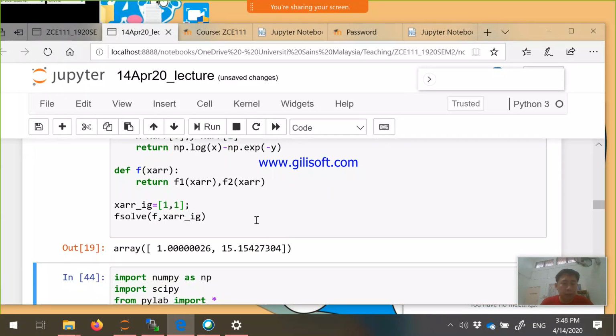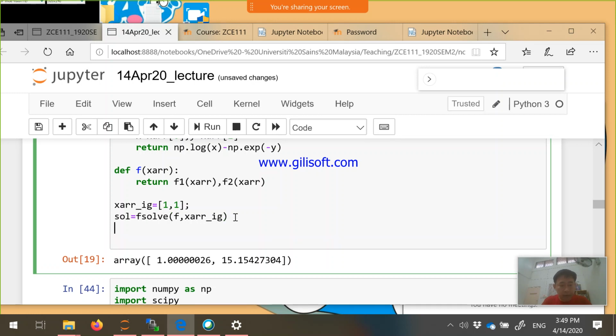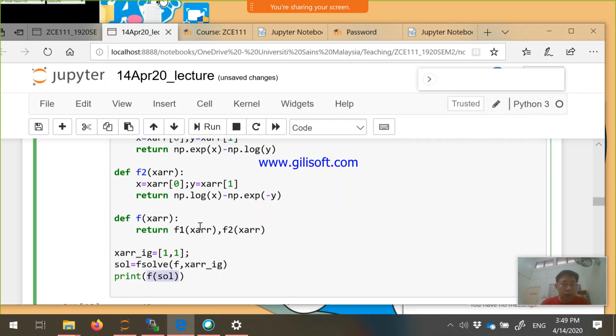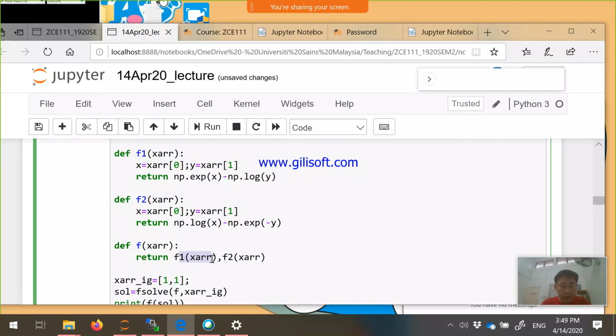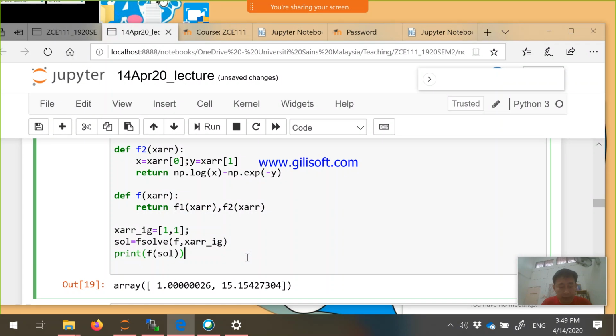Yes, you get some number. So it looks like the solution for x is 1 point something, solution for y is this. Okay, so let me see if this is true. Okay, so I'll call this solution. Then let us try to print out the values of f of x, the solution, SOL. So you expect that when f is evaluated at the solution, you should get the output for f1 and output for f2 to be very close to 0. To confirm this is true, let's check it.